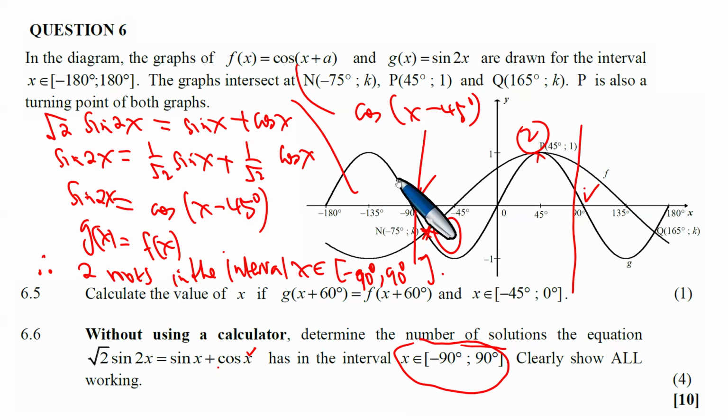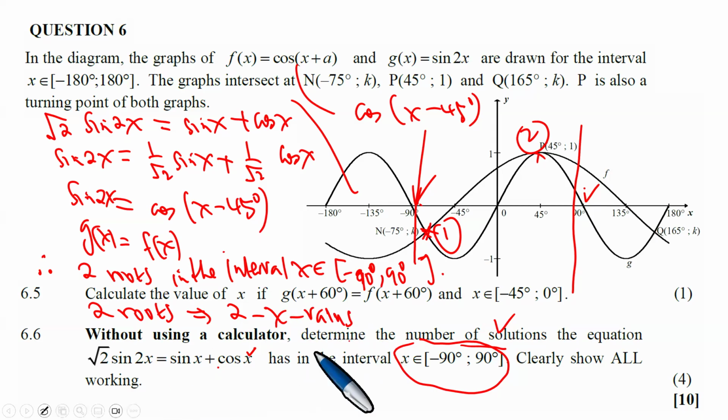Now we're saying two roots. Two roots, because the number of solutions tells us the roots. If we say two roots, we mean 2 x values. That's what we mean by the roots, if that is what Neo was inquiring about.